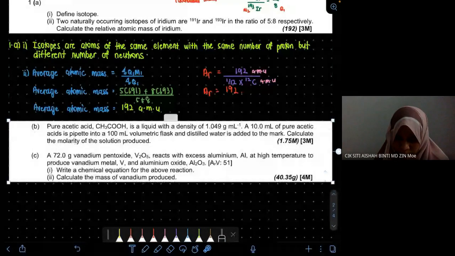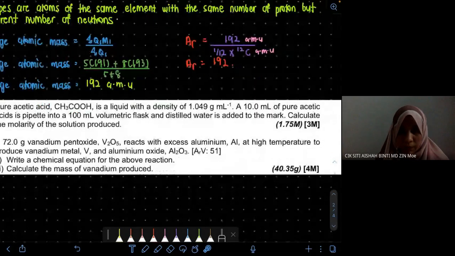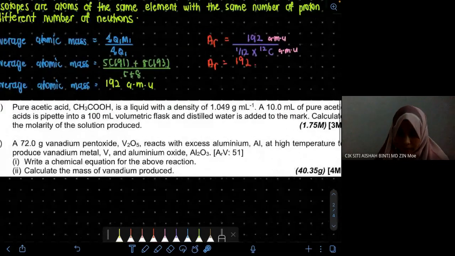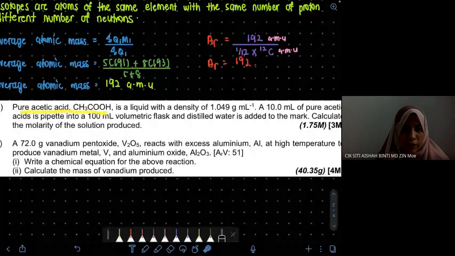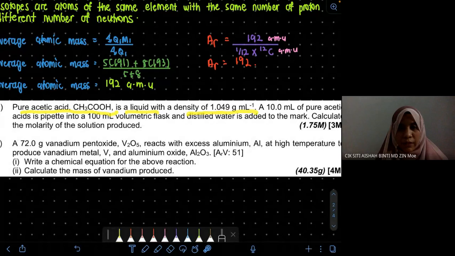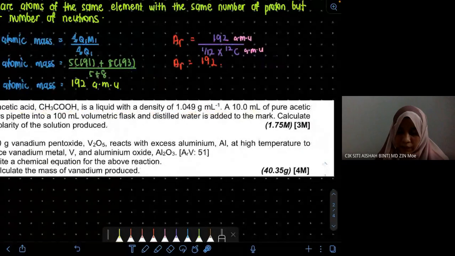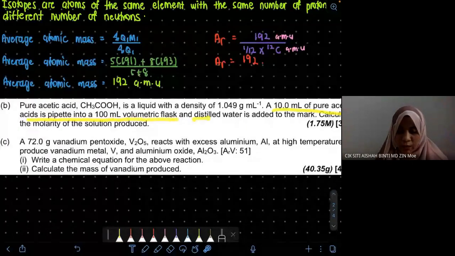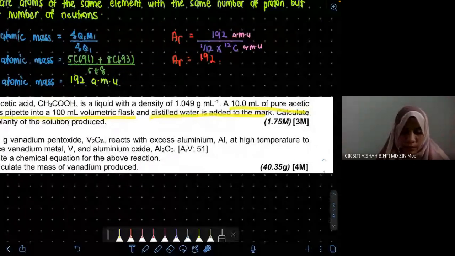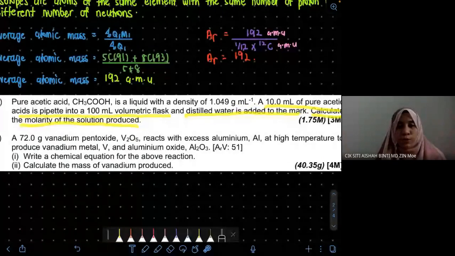Let's read it together. Question B. Pure acetic acid, CH3COOH, which is our ethanoic acid, is a liquid with a density of 1.049 gram per milliliter. 10 ml of pure acetic acid is pipetted into a 100 ml volumetric flask and distilled water is added to the mark. Calculate the molarity of the solution produced.